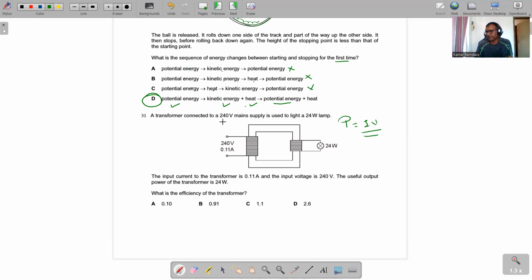Now also, main supply, we take power in terms of the RMS power. Well, we take it like this, IV. The input current to the transformer is this, and the input voltage is equal to this. The useful output power of the transformer is this. What is the efficiency? Input power is 240 times this, IV, 240 times the current in amperes.